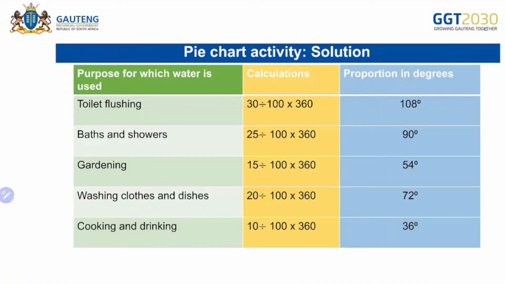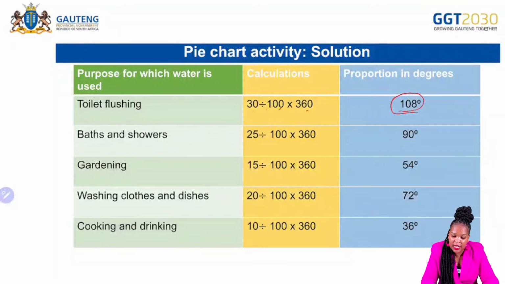You now convert each of them to the proportion that you want for your sector. So for toilet and flushing, you had 30% divided by 100. Remember the formula, multiply by 360 because you're converting to 360. Then you get an angle of 108 degrees. This 108 is the one that you're going to put in your pie chart as a sector in degree form. Baths and showers is 90 degrees. Gardening, 54 degrees. Washing clothes and dishes, 72. Cooking and drinking, 36. All of them, you follow the same formula to get these angles.